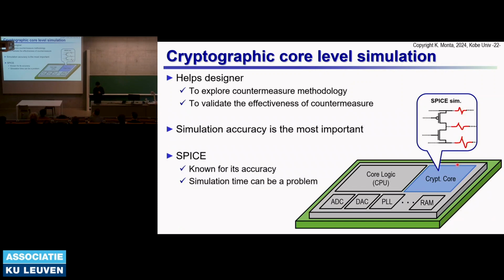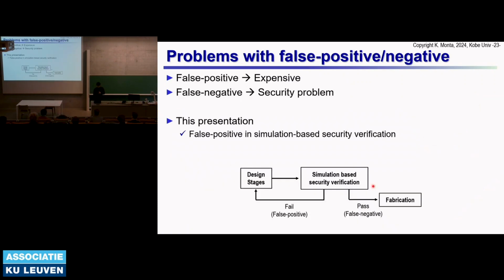And in this evaluation, simulation accuracy is the most important point. So I'll use SPICE, which is known for its accuracy, and is relied on by IC chip designers, for analog designers or digital designers with high speed, with high frequency. However, this kind of simulation, side channel analysis simulation, has problems with false positives or false negatives.